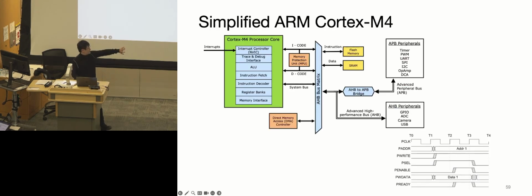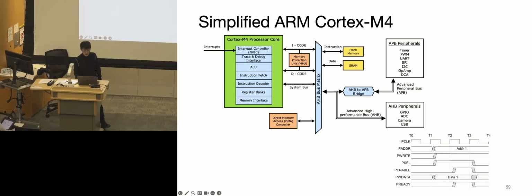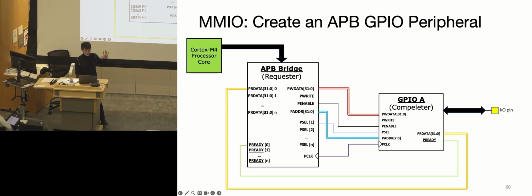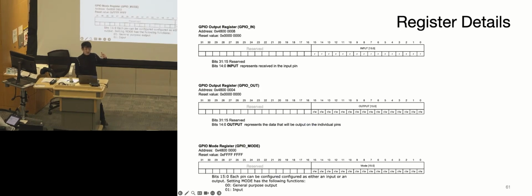And this is the diagram that will be included inside of the datasheet as well. And in the class, we also went through 2 examples. One of them is slightly more straightforward. Basically, we have 1 requester and 1 completer, and how do we connect all these wires, all these signals between them. And we'll also provide you with the register details.